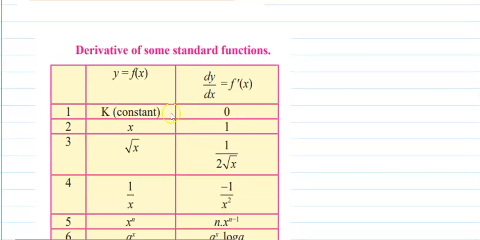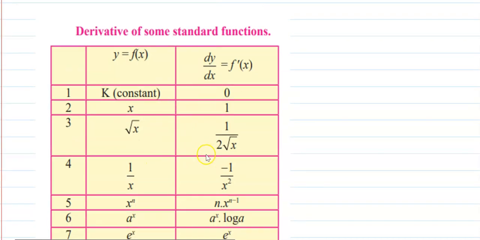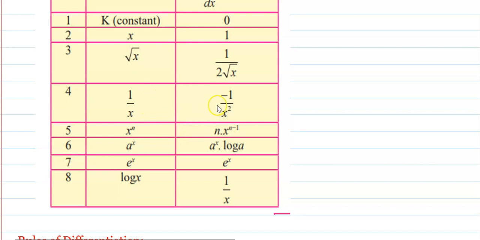Let's recall it. y is equal to f of x, then dy by dx is equal to f dash of x. Derivative of constant is 0. Derivative of x is 1. Derivative of root x is 1 upon 2 times root x. Derivative of 1 upon x is minus 1 upon x square. Derivative of x raised to n is n into x raised to n minus 1. Derivative of a raised to x is a raised to x into log of a. Derivative of e raised to x is e raised to x. Derivative of log of x is 1 upon x. It's a very simple list of the derivatives.